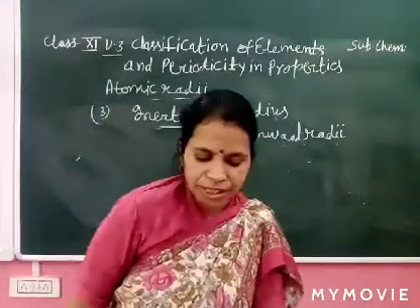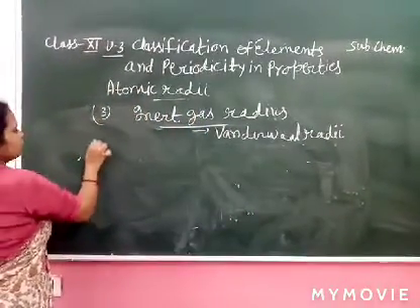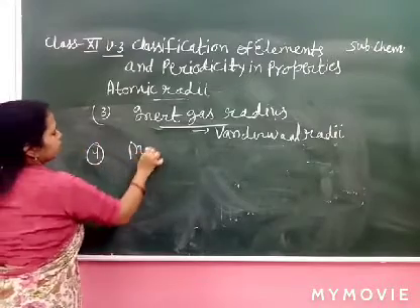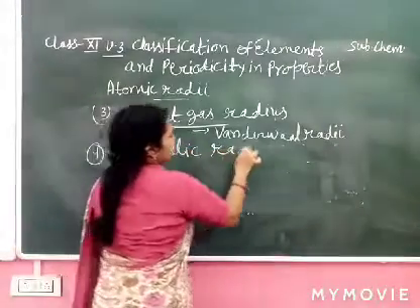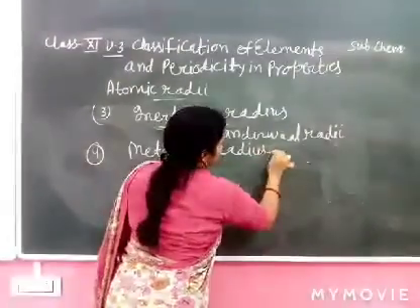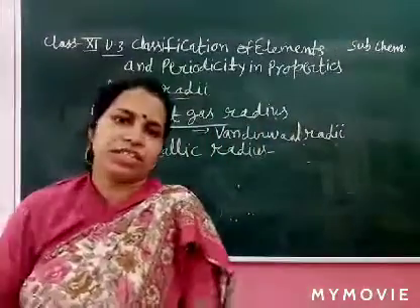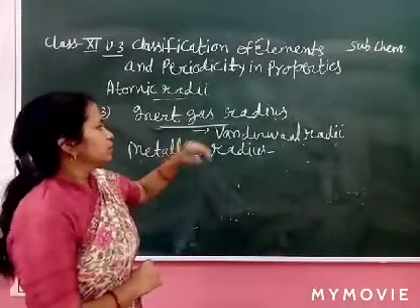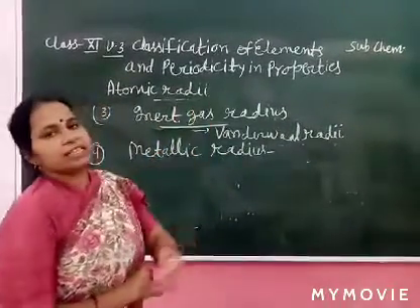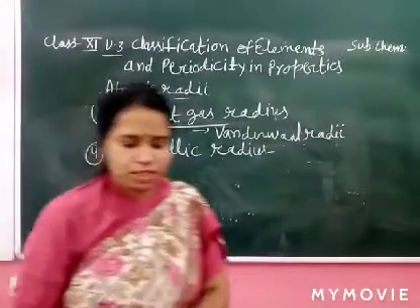Now next is metallic radius. Fourth is metallic radius. According to its name, you can make the definition. Half of the internuclear distance. When we talk about a metal, it is called the metallic radius. When we talk about the inert gases, it is called the van der Waals radii. So what is the metallic radius now?